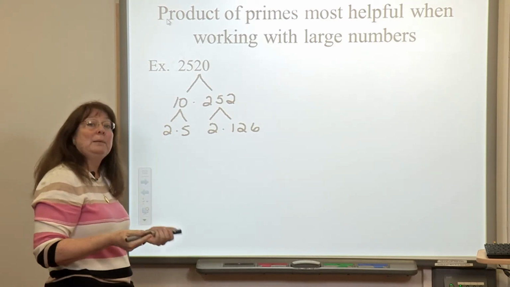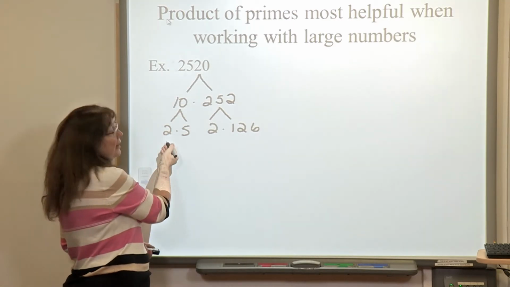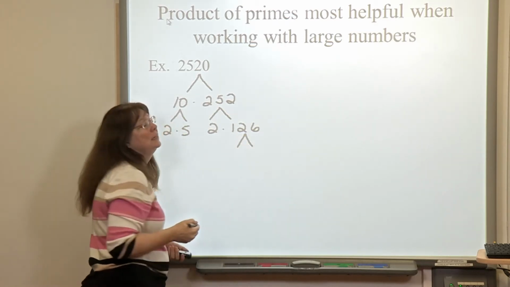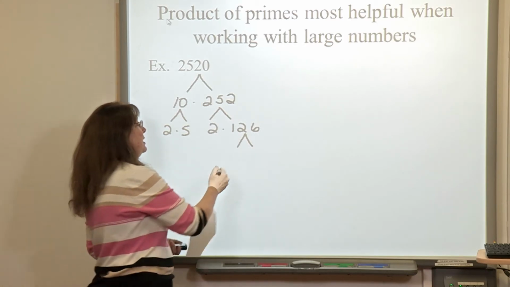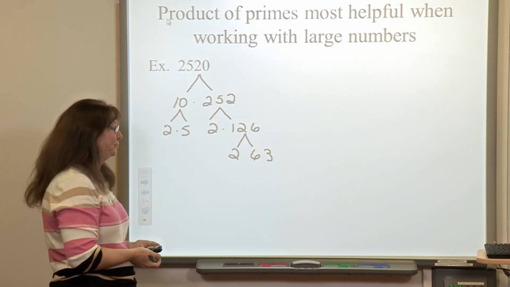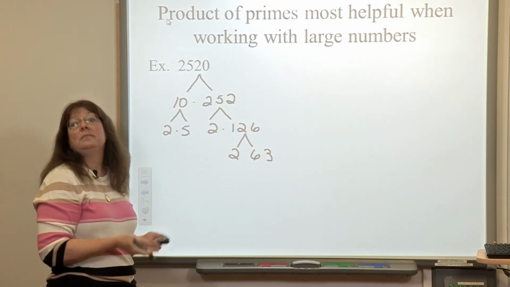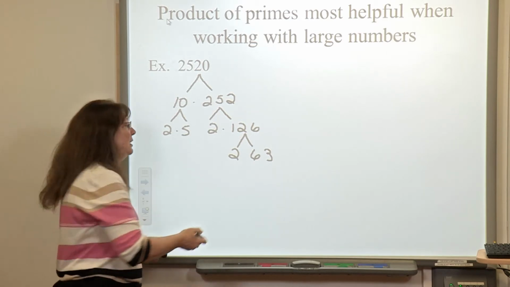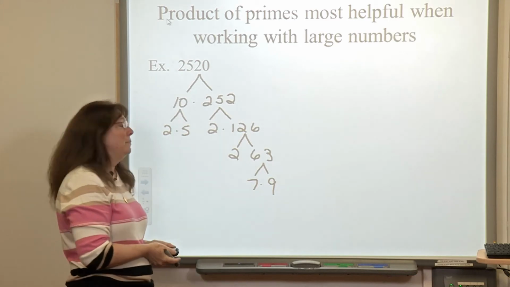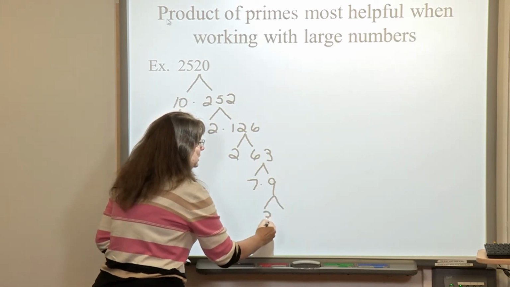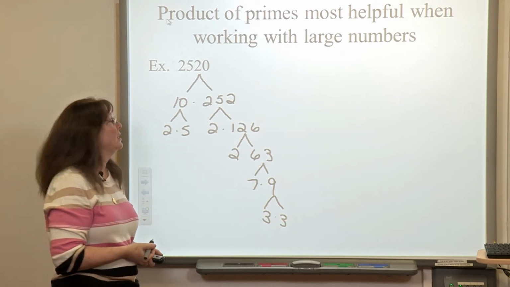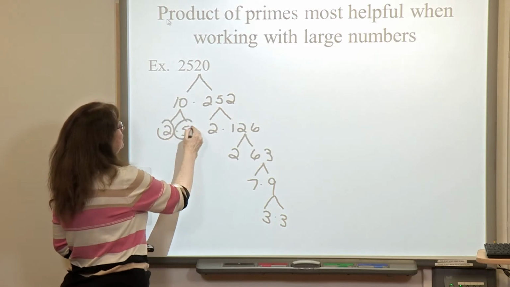Again, keep going. I can keep breaking things down. I have 2, 5, and 2. Those are all prime. But I can break down 126. It's still even, so I can take 2 into that. And I have 2 times 63. 63, now you've gotten to one of your multiplication facts. 63 is 7 times 9. 7 is a prime number, but 9 we can break down to 3 times 3. You want to keep going with each of your numbers until you have only prime values left. Here's what we've got at the end.